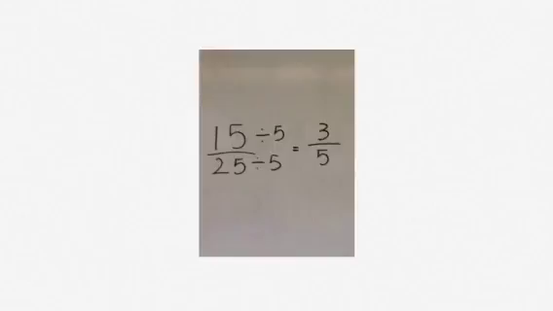So right now we're going to divide them both by 5, and 15 divided by 5 is 3, so that goes on top, and 25 divided by 5 is 5, and that goes on the bottom. So you are left with 3/5 because that cannot reduce to anything.